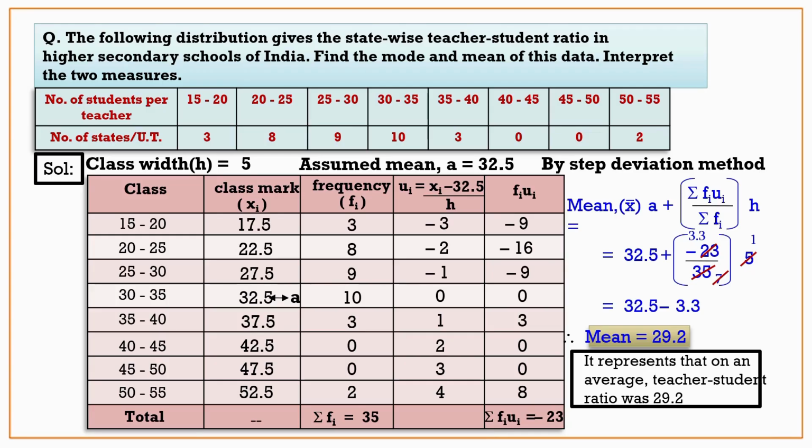So mode, we already know that mode always represents the highest frequency. So in this case mode represents the maximum number of teacher student ratio, state-wise, and mean means always the average. So here we are representing the average of the teacher student ratio. Since they have asked to interpret these two measures, you have to write that mean represents the average teacher student ratio, and mode is the maximum teacher student ratio.